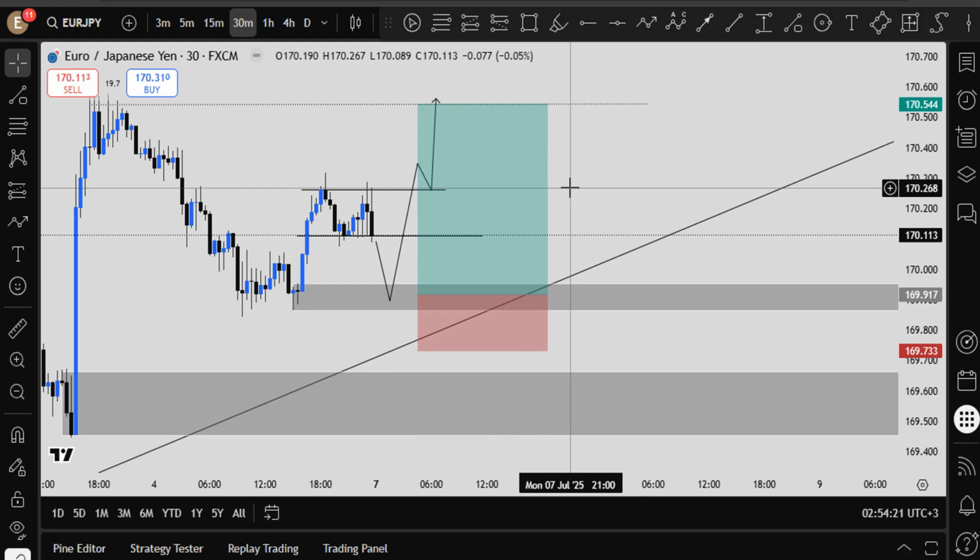Market structure for the bullish. And in the next video, I'll be dropping market structure in the downtrend and how to get trades in that trend.